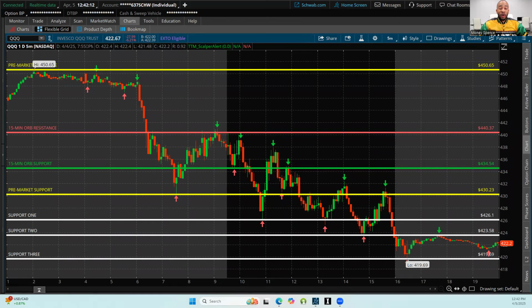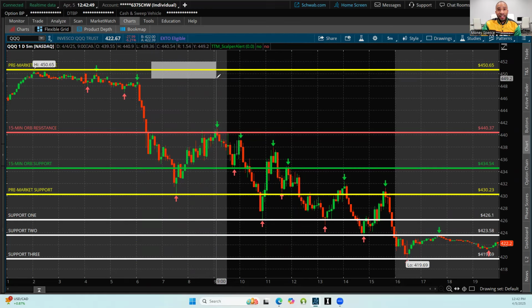Before the trading day opens at 9:30 a.m., there are some important key levels that you must pay close attention to in pre-market. The pre-market section is highlighted in gray. The first area you want to look for is a pre-market resistance level. On this particular day, we had a pre-market resistance at $450.65. Resistance is when a price level is having a difficult time breaking above that level. We're having some rejections around that level.